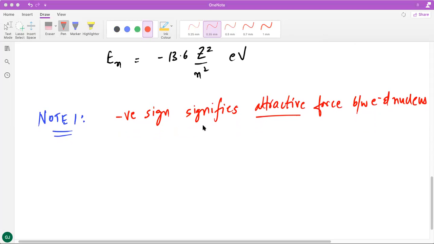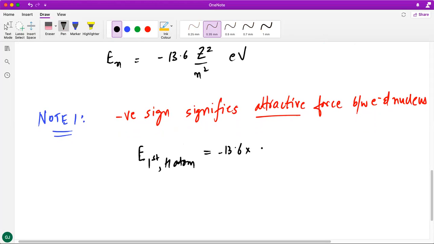Now, how does it do that? Notice here, it's pretty simple to grasp in a numerical manner. If I talk about energy of electron in the first orbit of hydrogen atom, I substitute the Z and n over here. So minus 13.6, the Z of hydrogen atom is 1 and n is also 1. So I get minus 13.6 eV. This is the energy of electron in the first orbit.